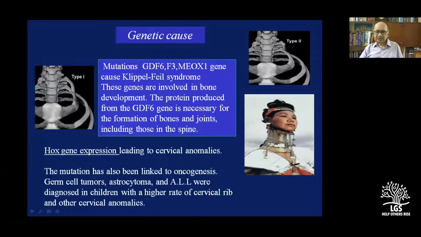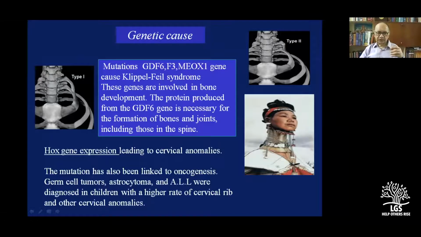Then the genetic causes of cervical rib, then came the first rib. The gene causes of GDF6 and others cause Klippel-Feil syndrome. You might have seen it in vascular cases with excess of venous malformation and predominantly lengthening of the limb with varicose veins. We call it Klippel-Feil syndrome.